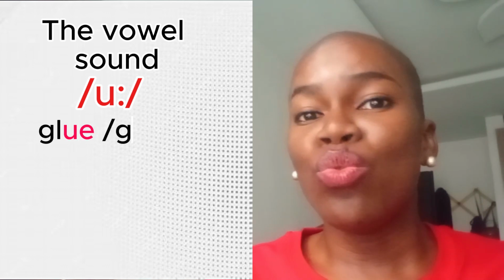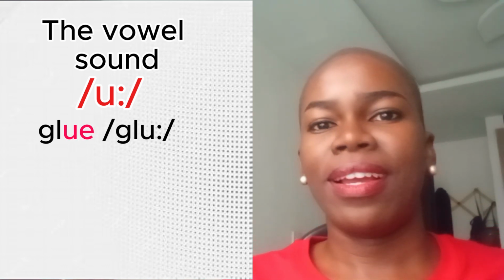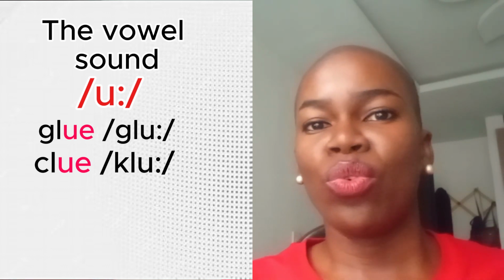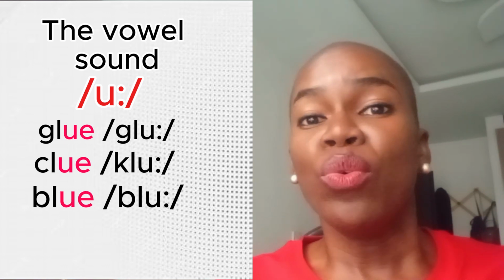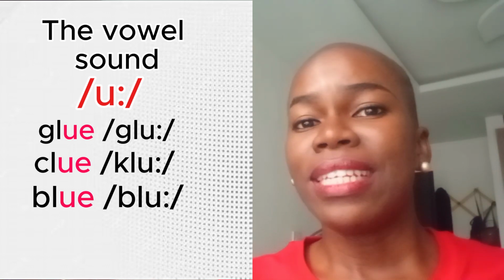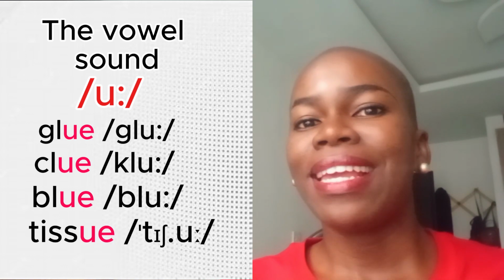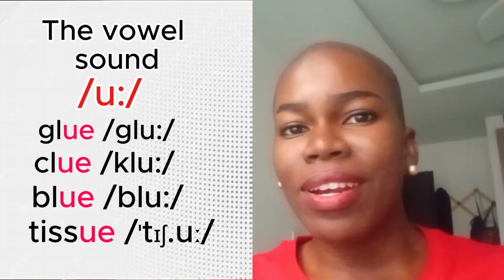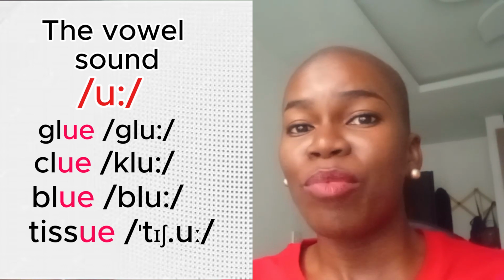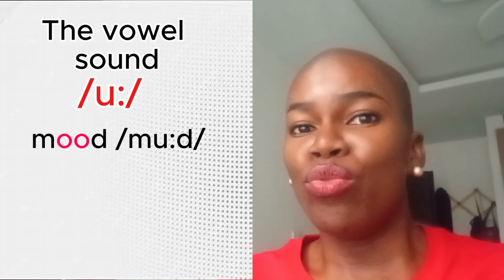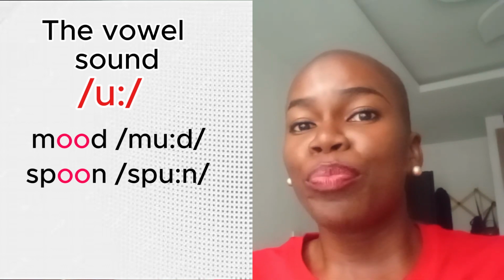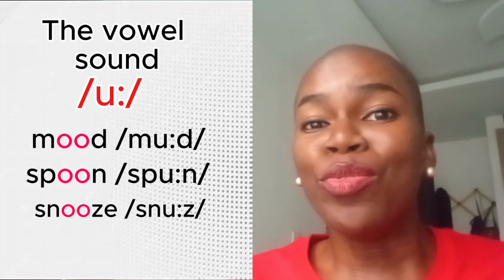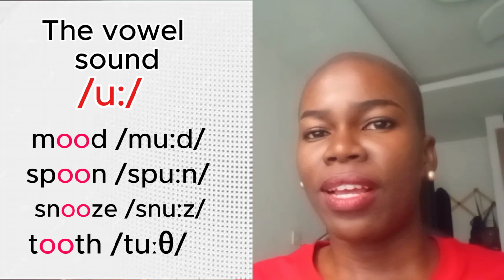Words like glue, clue, blue, tissue. Some more words with the letters OO in them. We have words like mood, spoon, snooze, tooth.